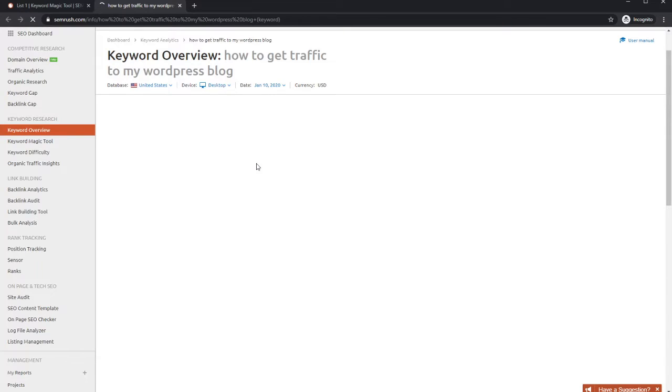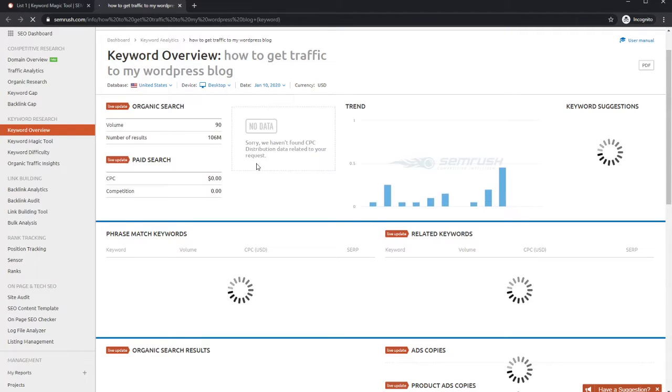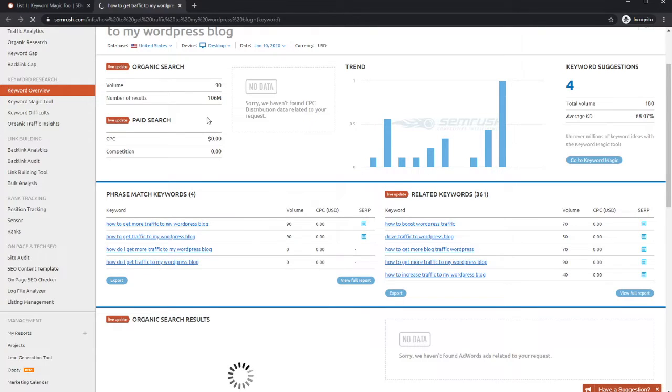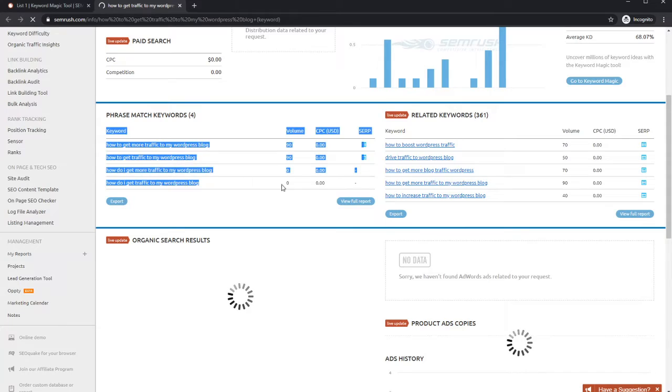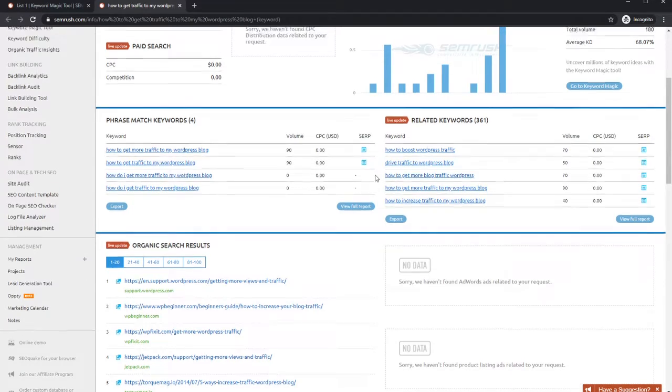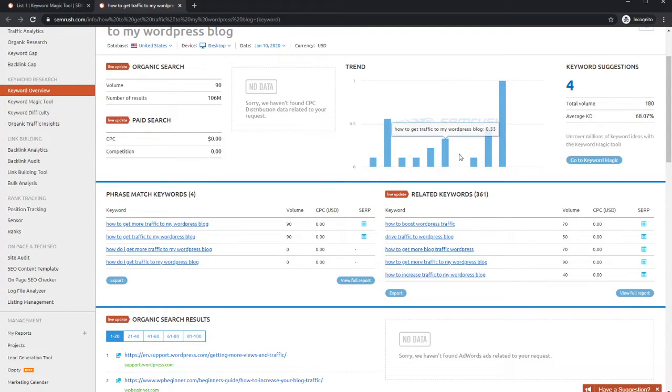Using Semrush, you have many guidance and assistance. As you can see, organic search, 90 people. There are 106 million results. But you can see anything closely related to the keywords: how to get more traffic to my WordPress blog, how to get traffic to my WordPress blog. Same thing, right? Zero cost per click. Nobody's paying for this. The point is you don't want to pay for it. You can see the trend over a time span, and it is pretty all over the place. But you will find one that's consistent. The goal is to find something consistent.